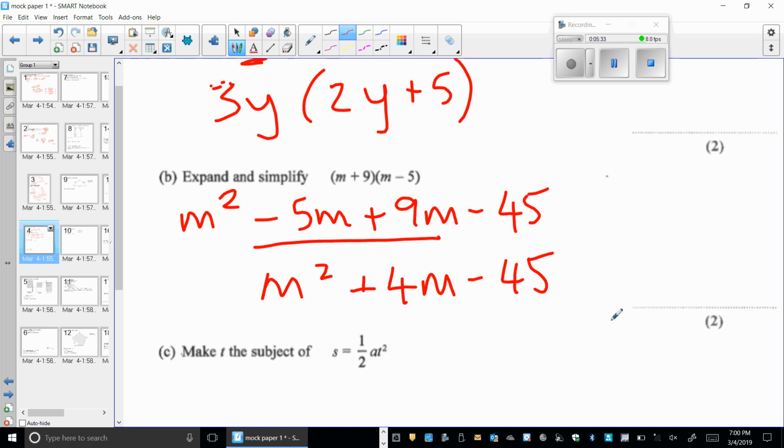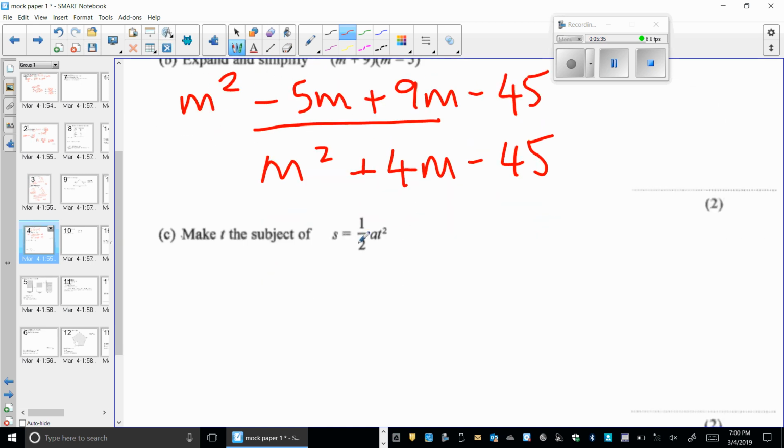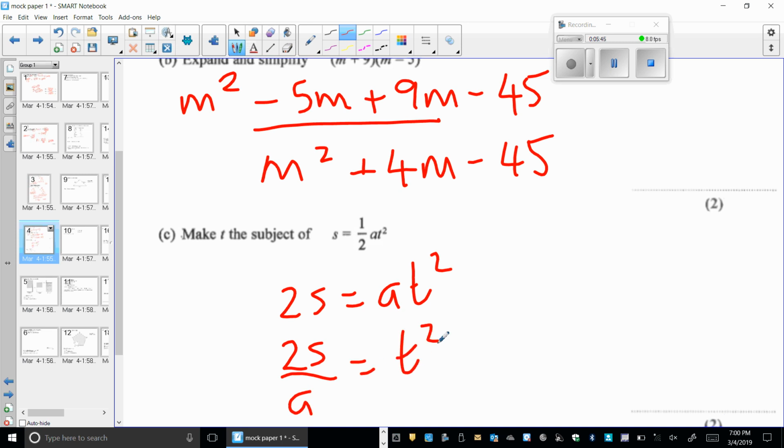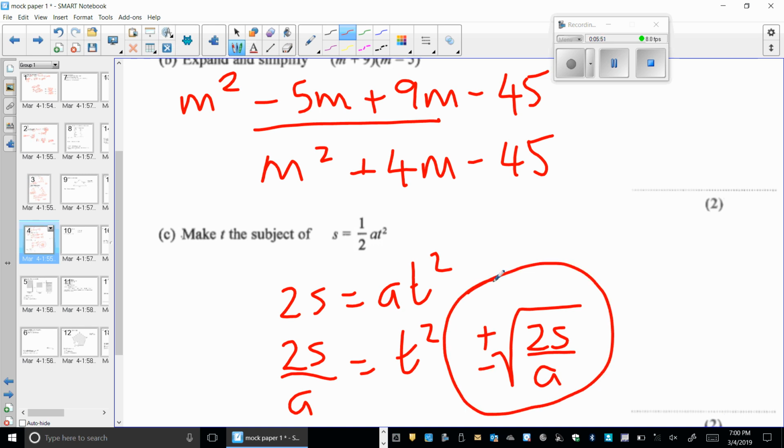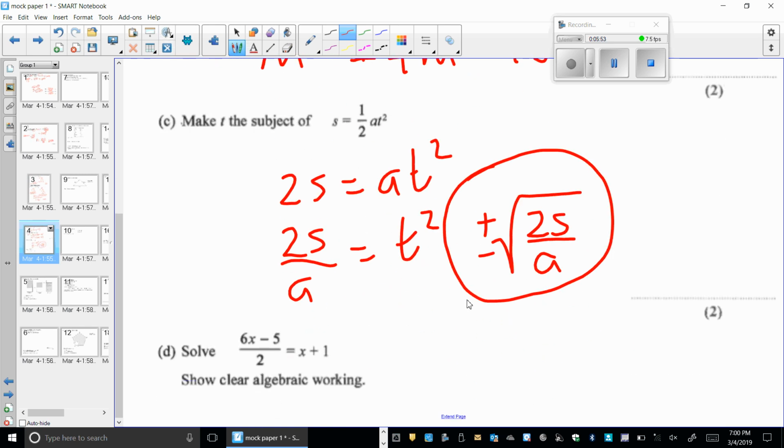Make t the subject, so to get rid of a half, the easiest thing to do is to multiply both sides by 2. And then divide by a. And then the opposite of squaring is square root. Ideally you'd have the plus and minus, but they accepted it without.